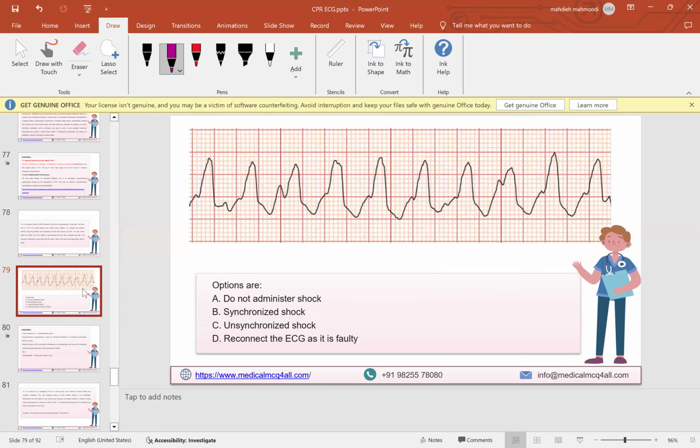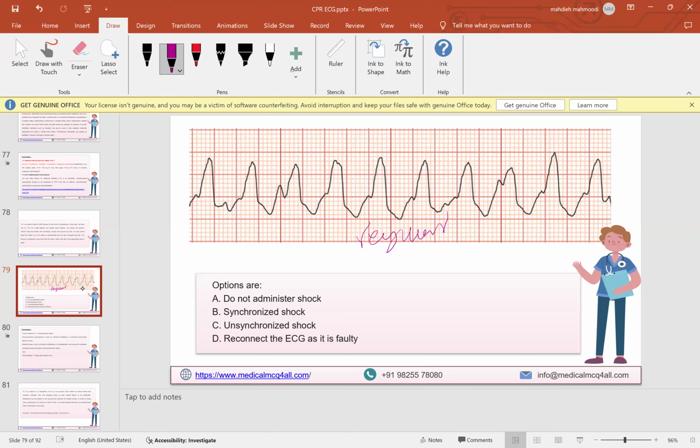This one was the first ECG. This one was the time that it was regular. What is this? Broad complex, regular VT. Complex, regular, patient unstable. What would you do? Synchronized. If pulse is not there, then we would not do synchronized.